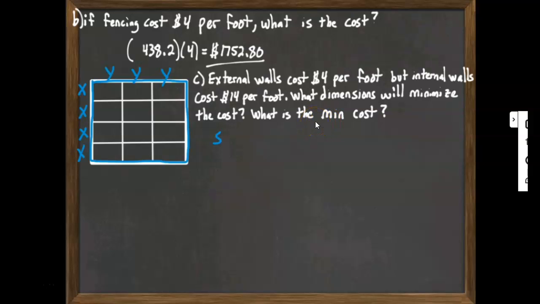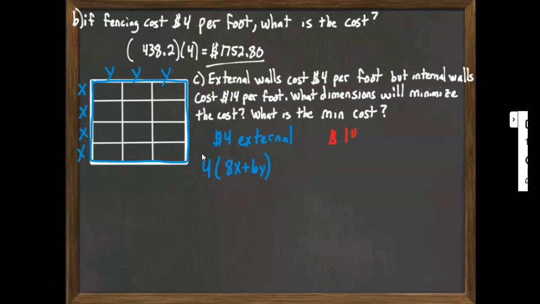Now, we still have our area, which is going to be the same as before. X times Y is still going to be 200 square feet. So we first have our $4 external walls. I've highlighted those in blue on the chart. On the external walls, X is happening 4 of them here and 4 of them over here, so 8 of them. 3 Y's up here and 3 Y's down here. So the external walls are going to get multiplied by the $4 cost.